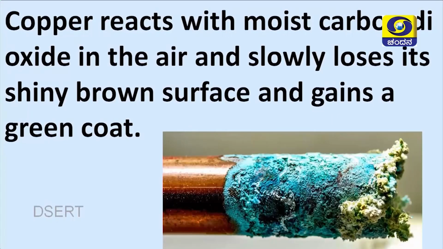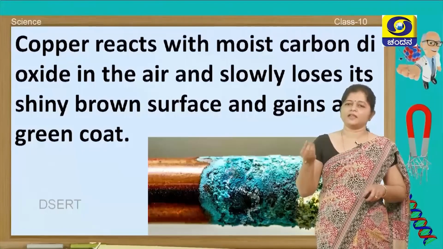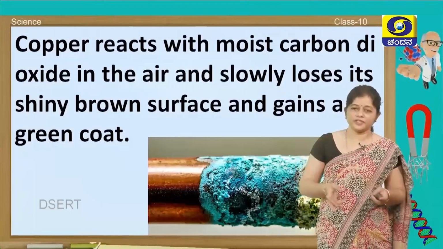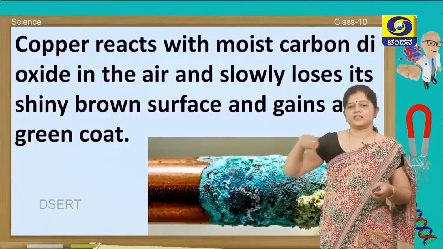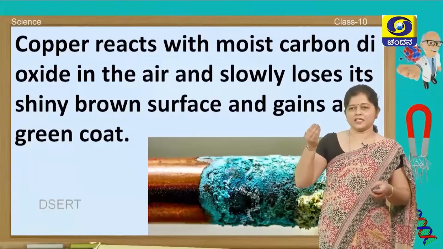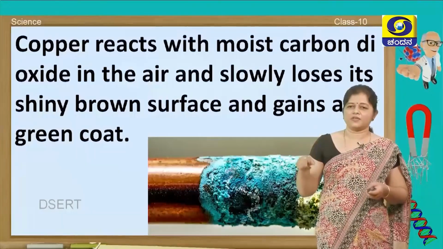and you have also seen this. Copper reacts with moist carbon dioxide in the air and slowly loses its brown shiny surface, and it gets a green coat. This is also one phenomenon that you have already seen. If there is a copper diya in your house, and you have lit it and left it for some time without using it, you would have observed that it develops a green surface. That green tinge you find in the copper diya is because of this process.